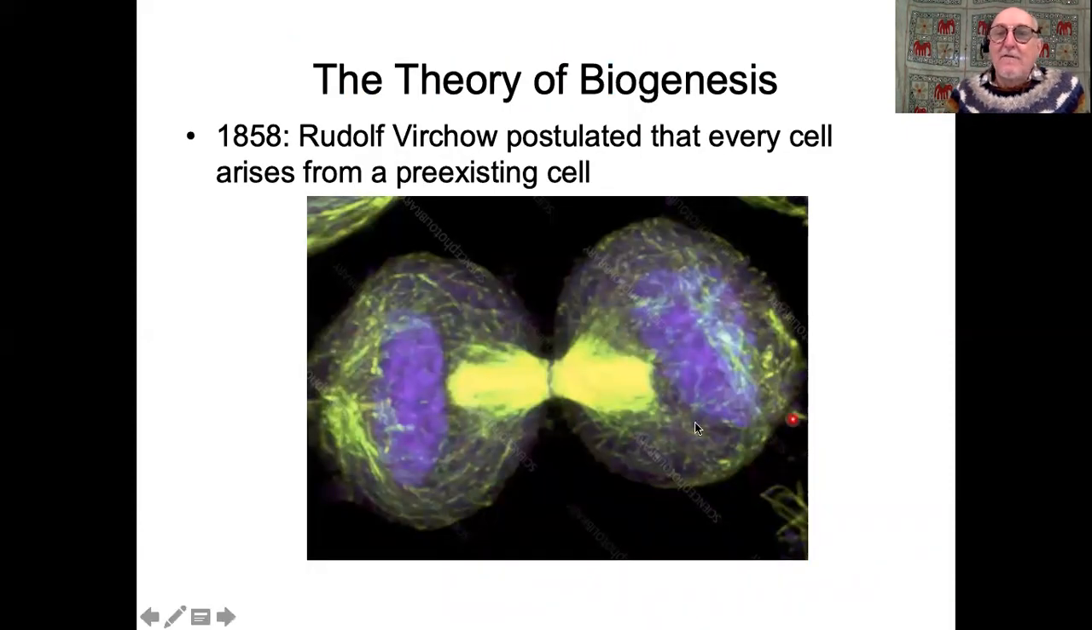Here's the very first formulation of the idea that every cell arises from a pre-existing cell. And it's by this man, Virchow. Virchow proposed that every cell arises from a pre-existing cell, that there must have been an original founding event where a cell evolved. But once that cell successfully evolved, all other cells are derived from that original cell. We still believe that that is true.